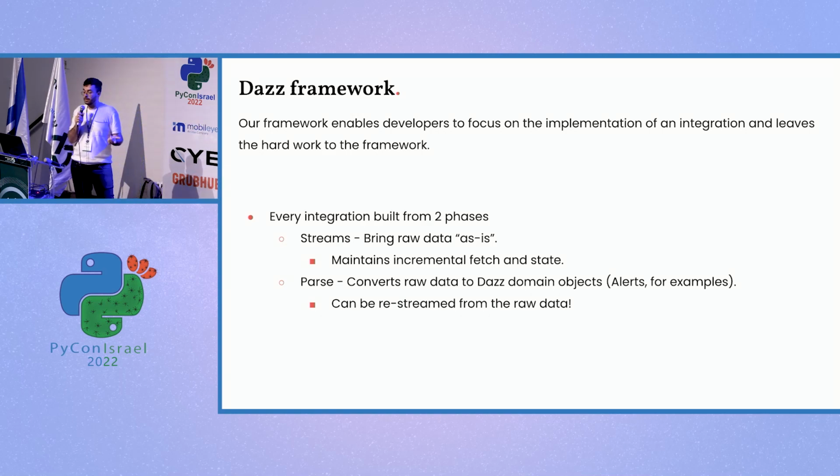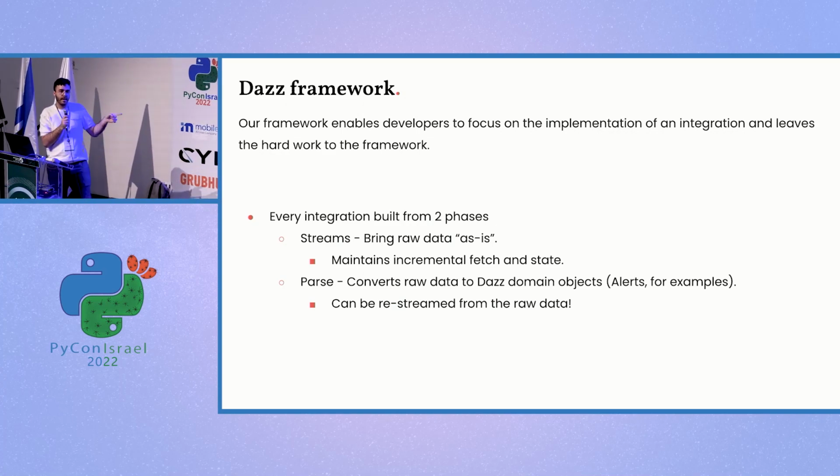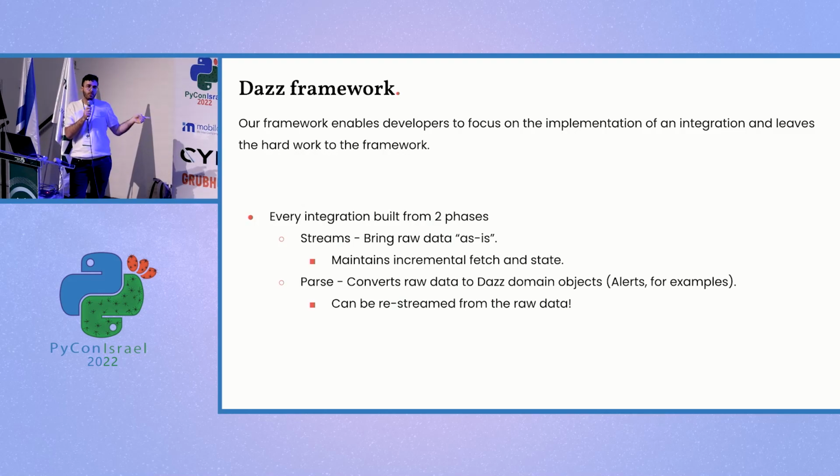The second phase is the parse. We convert raw data to the DAS domain objects and basically then ship it to the backends, and then the magic happens. And the nice thing about it, again, is that things can be restreamed, and it's fine. We don't need to worry about throttling when we want to restream the entire data for a customer, for example.